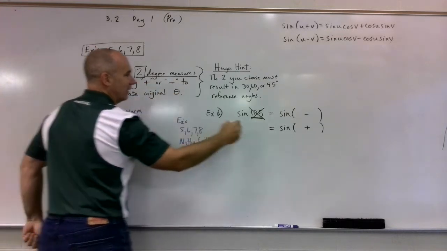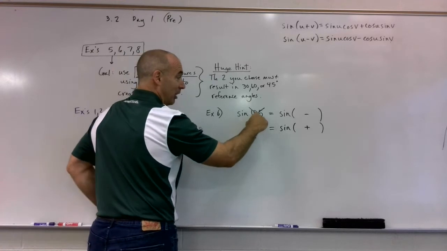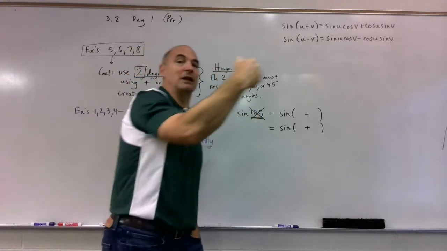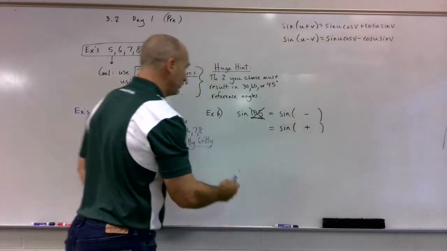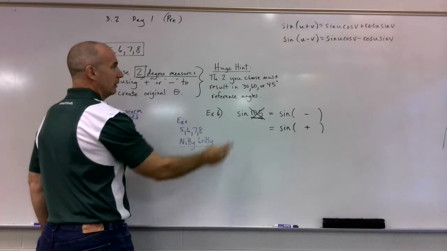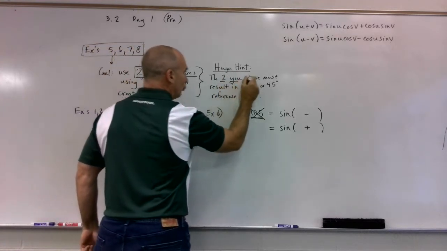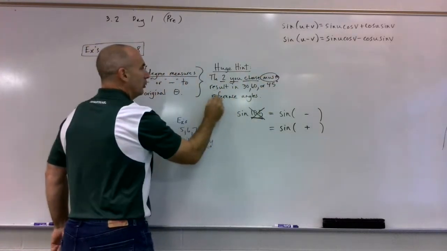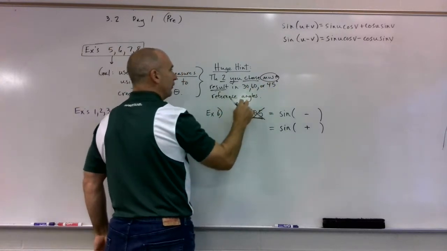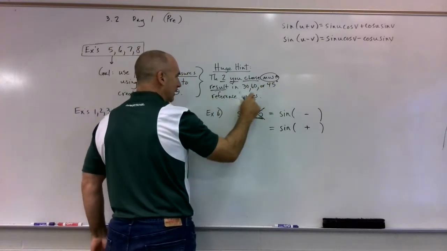Now the theta, this could be in terms of degrees. It could be also given to you in terms of radians. So be prepared to convert radians to degrees if necessary. But here's the huge hint. The 2 you choose must result in 30, 60, or 45 degree reference angles.